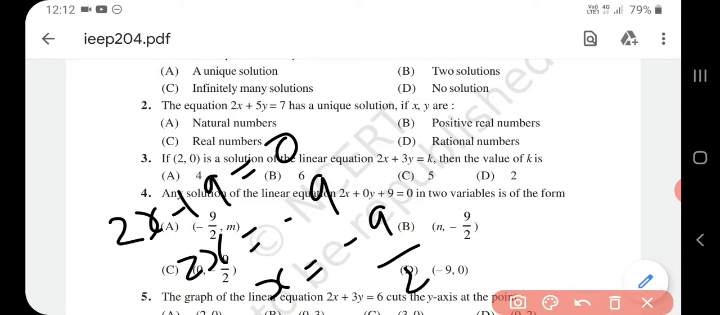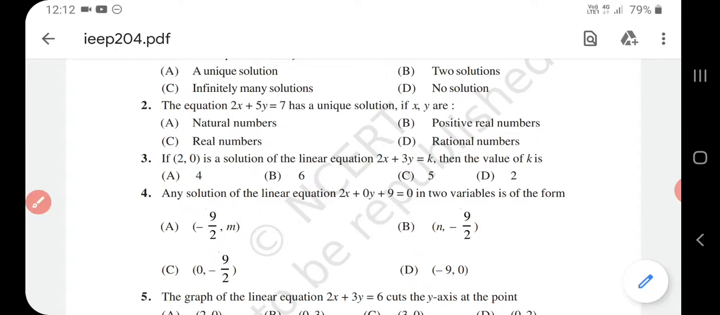Okay, since the coefficient of y is 0 in the given equation, the solution can be given as minus 9/2 m. Okay, minus 9/2 m because see यहाँ पर हमें y की जगह माइनस 9/2 दिया है, बट आवर वैल्यू इज x की प्लेस पर हमारा माइनस 9/2 आ रहा है. सो योर A ऑप्शन इज द राइट ऑप्शन.